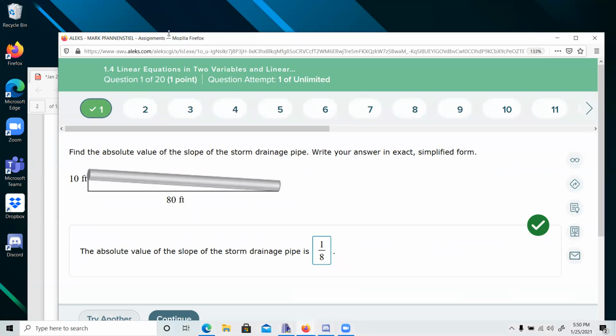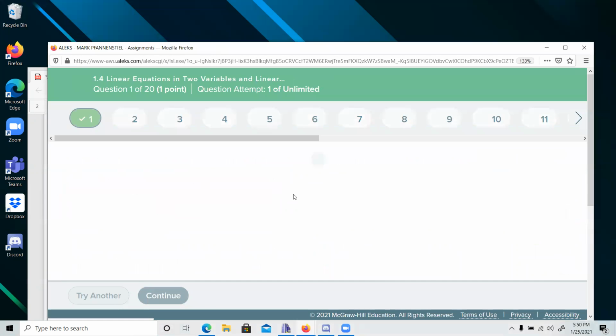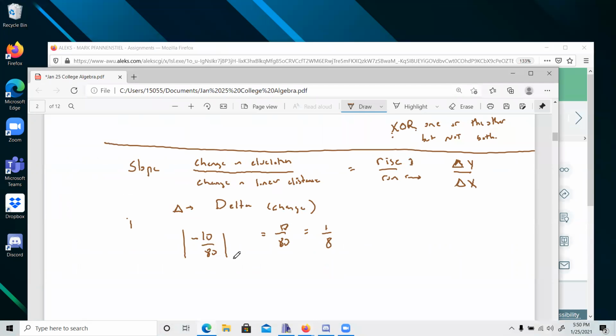All right, you like the fraction. This wasn't so bad. I kind of want to try another one to see. Okay, that's 15 over 20, right? We have 15 up and down for this one, and then 20 across.